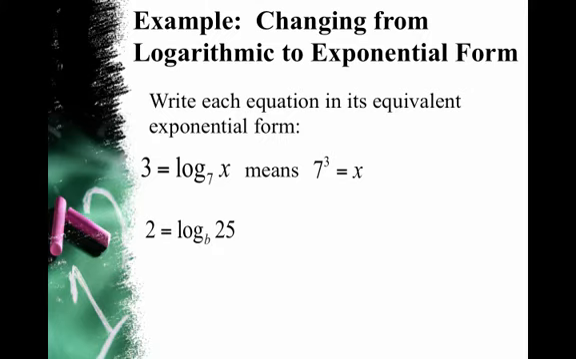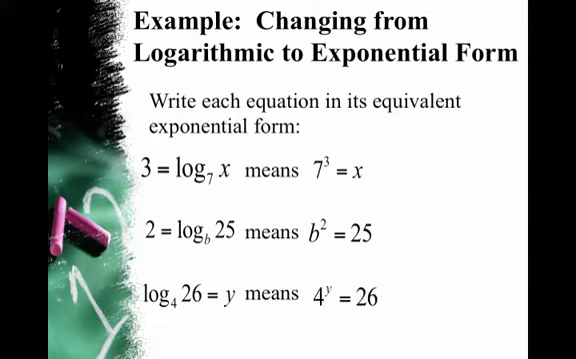What about 2 equals log base b of 25? Well, that means b squared equals 25. Can we solve for b? I hope we can. What number squared equals 25? Sure, b is going to be 5. Log base 4 of 26 equals y. What could this mean? Well, it means 4 raised to the y equals 26.